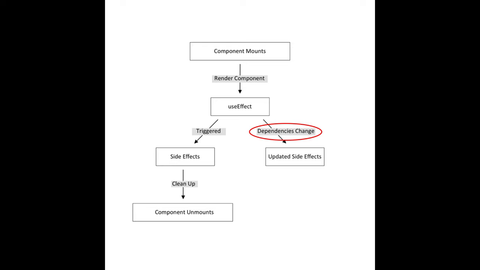But wait, there is more that this hook can do. useEffect can also depend on specific values or variables. When any of these dependencies change, the effect is triggered again. This allows you to dynamically respond to changes in your component's state or props. When an effect is triggered, it performs its tasks, and if it modifies the state using useState, it causes a re-render of the component. That's how you keep your UI in sync with your data.